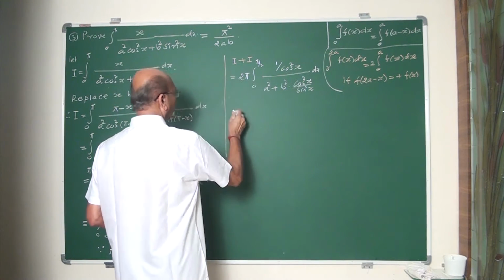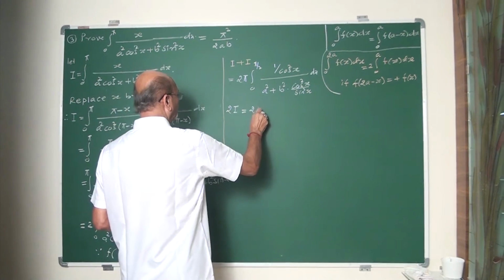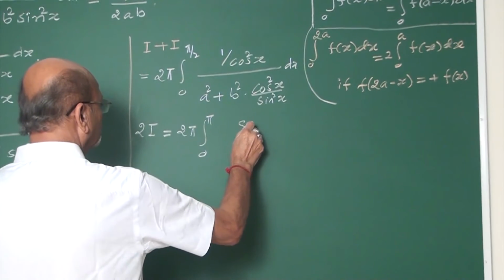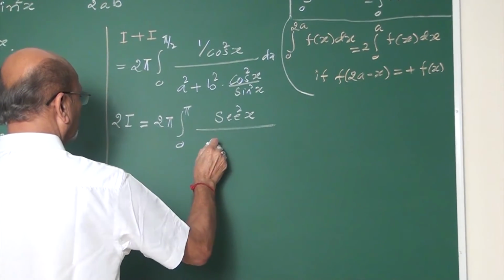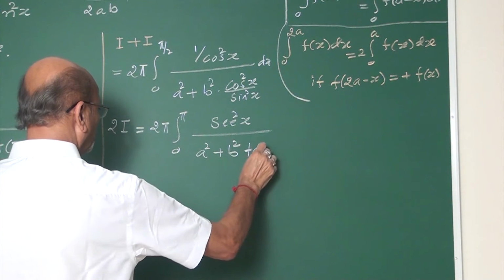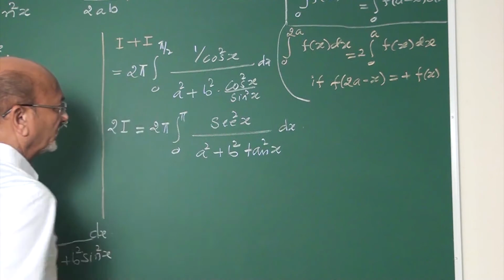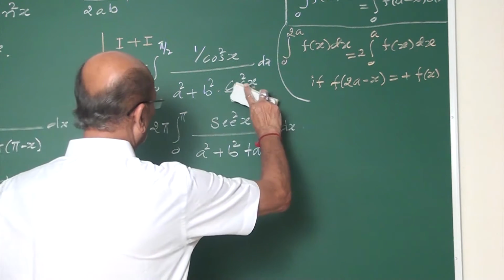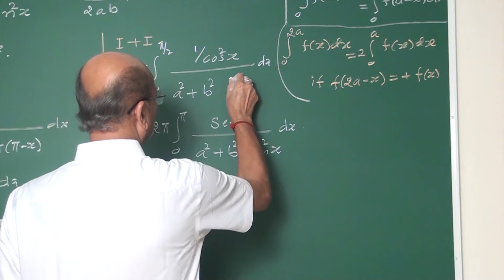Simplify it. 2I equal to 2 pi integral 0 to pi by 2. It is sec square x. Denominator a square plus b square. Sin square upon cos square is tan square x, my friends.